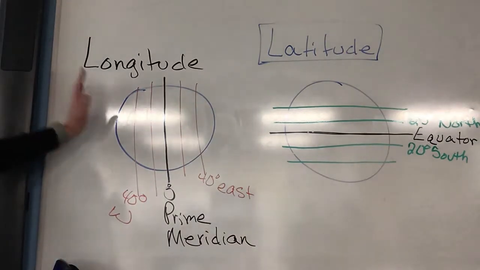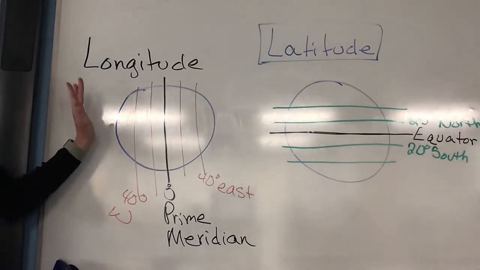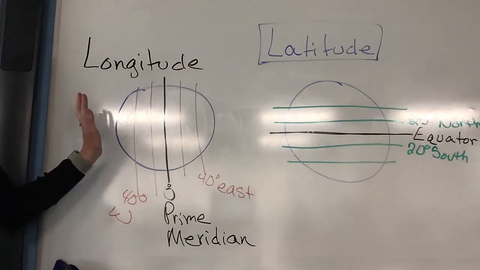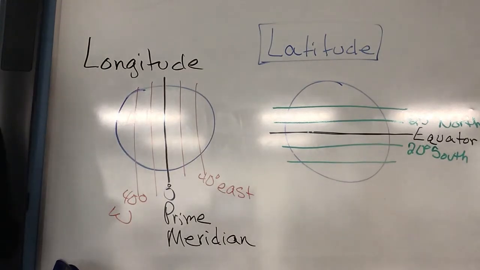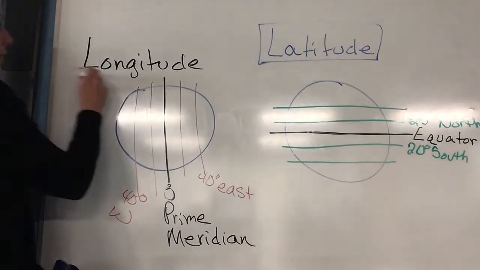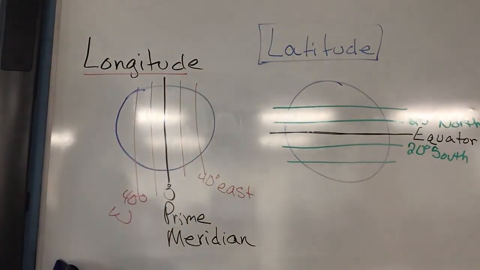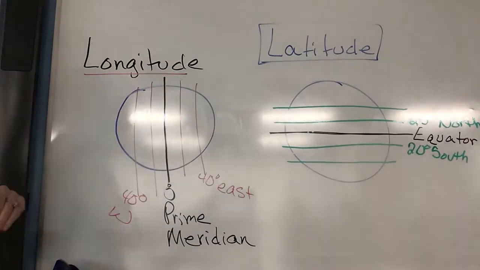Okay, so again, this would be a good picture to have so you can see it, because sometimes the words get confusing. Right, that's why they wanted you to draw pictures. So this is our longitude. That's our latitude. What happens when I take these two and I put them together?